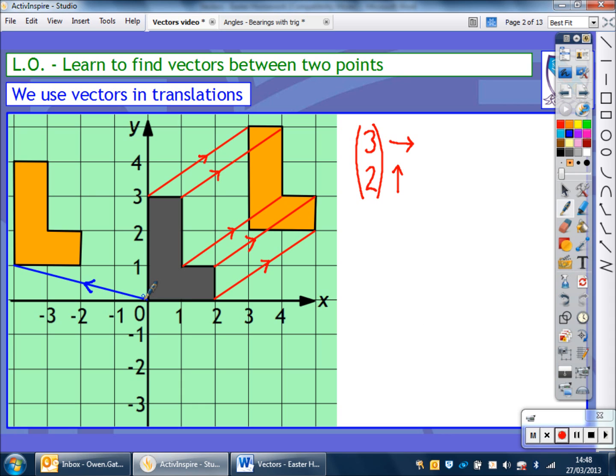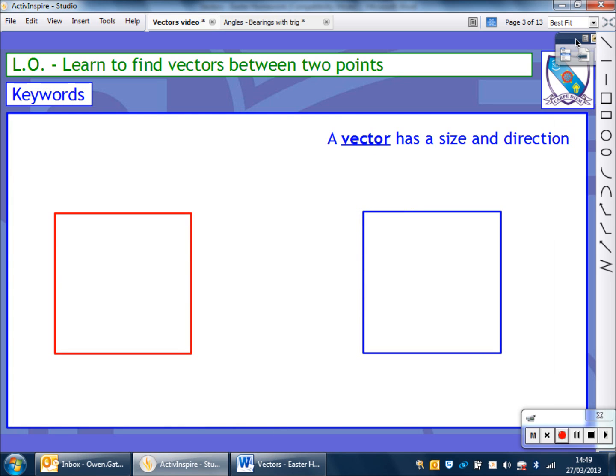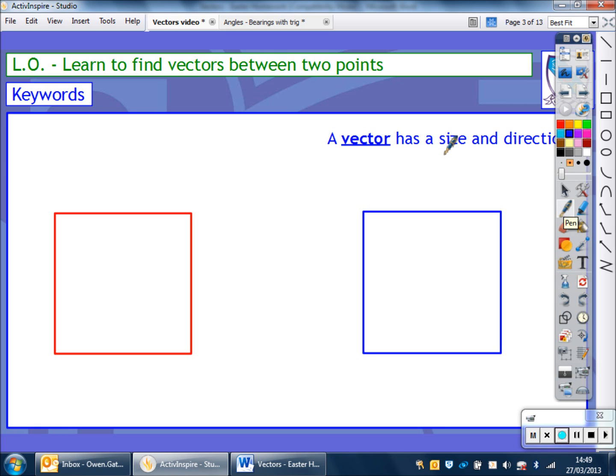Now this vector is going 1, 2, 3, 4 to the left, and left is the negative x direction, so we would say it's minus 4, and it's gone 1 up. Well, up is the positive y direction, so it's just a positive 1. So that blue vector is the vector minus 4, 1. Okay, so what we've said is a vector has a size and a direction.